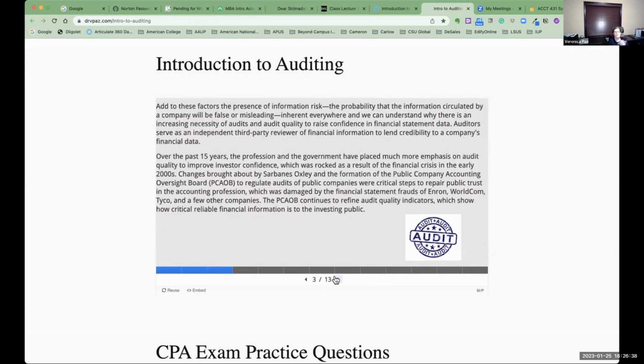Look at that. You could read through all of this, but basically it's just showing where the organizations have come from, and it is kind of detailing that for you. Here's your PCAOB, right? And it's telling you Sarbanes-Oxley. You will see some questions on your exam on that, so take note.